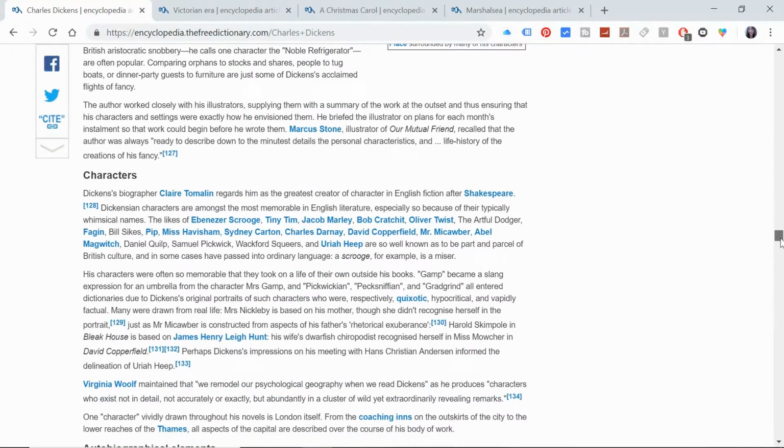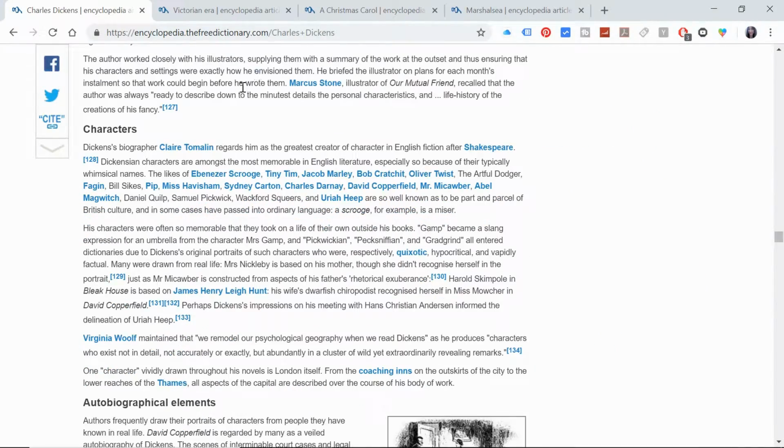So we can see here that one of Dickens's biographers has said that he was the greatest creator of characters since Shakespeare. So we can see a list here of some of the significant characters that people are particular fans of or particular critics of. So Dickens's characterisation was a little bit controversial, as we'll see in a second.